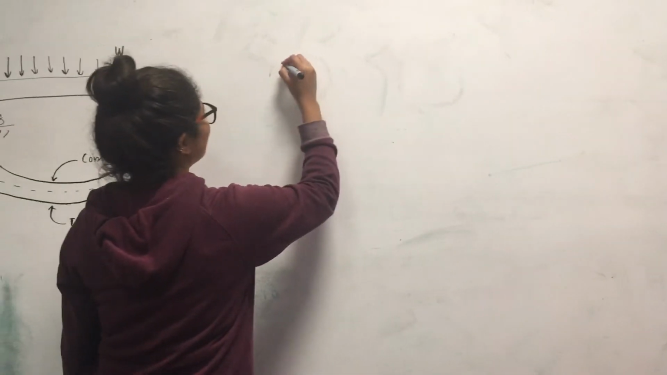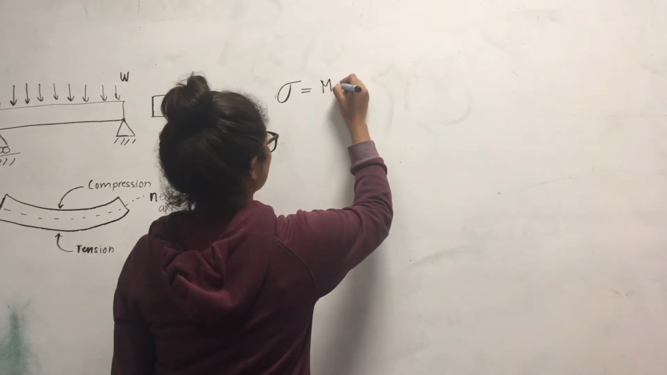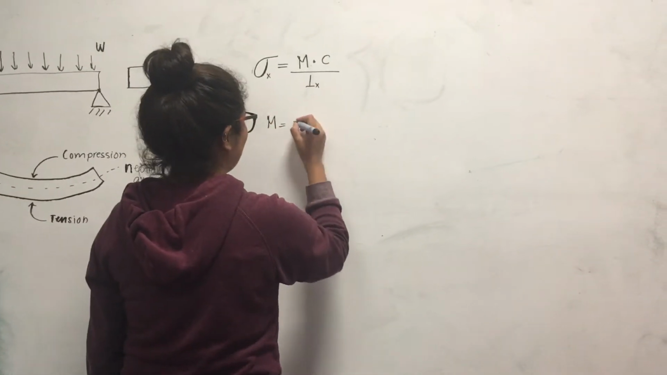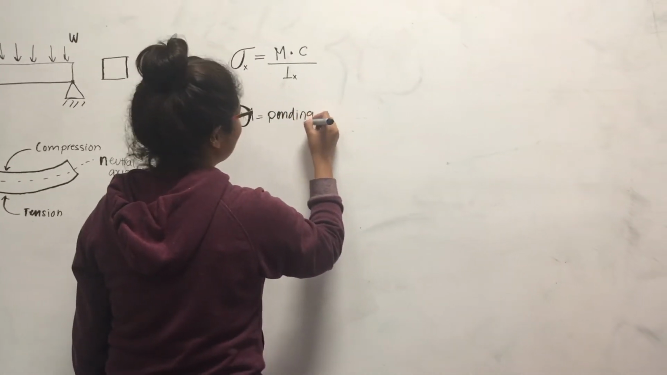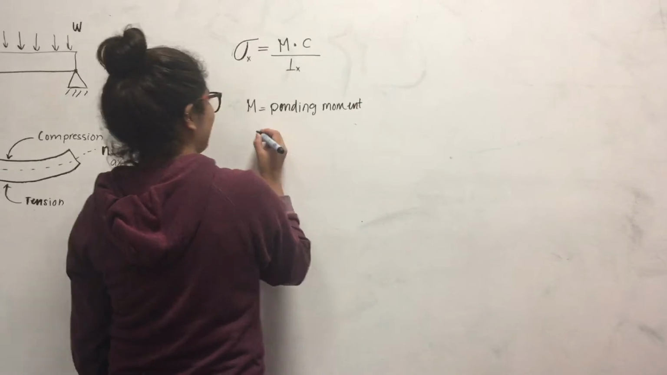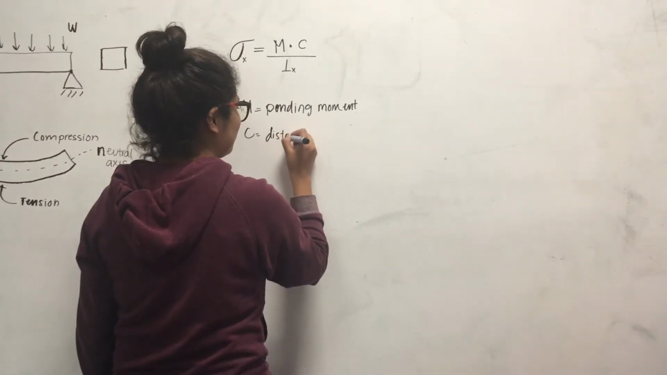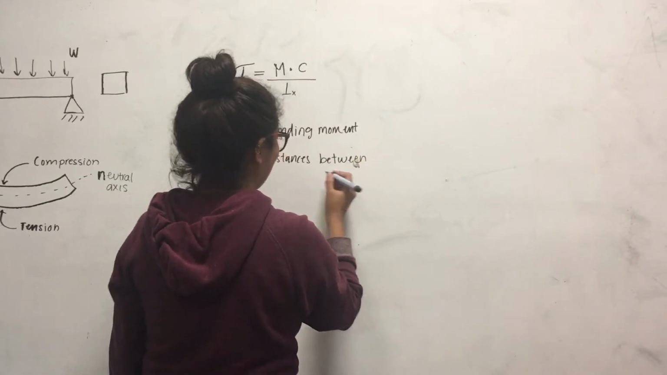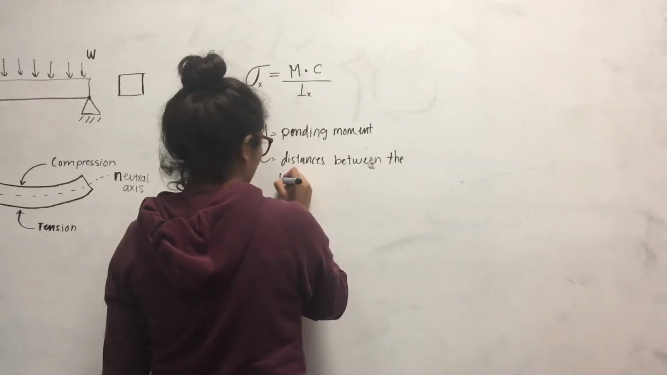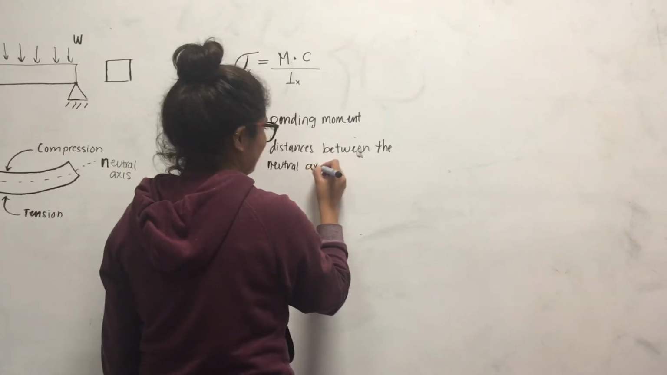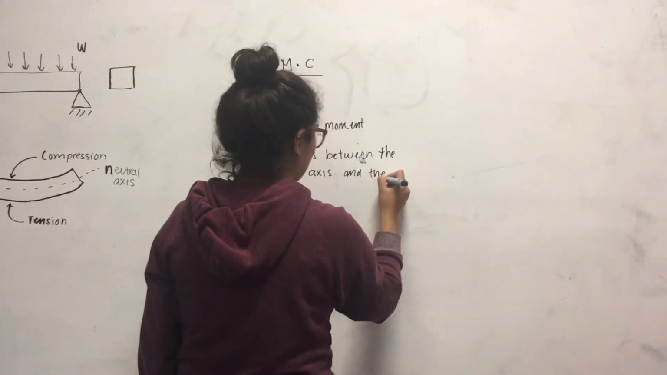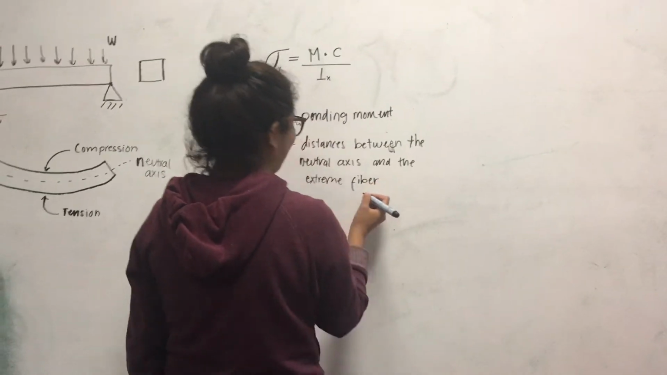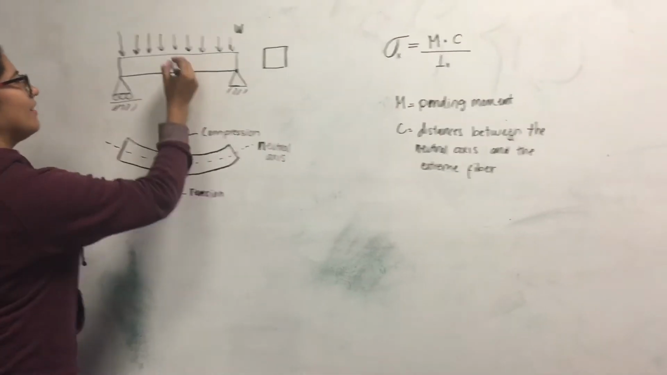We have a formula that defines the stress. We will call it sigma, and this is equal to the moment multiplied by a distance c divided by the moment of inertia. This moment coincides with the centroid. M is equal to the bending moment. C is equal to the distance from the neutral or centroid axis to the extreme fiber. I is equal to the moment of inertia of the cross-section. This is called the flexure formula. The units that we use are pascals or kilopascals.